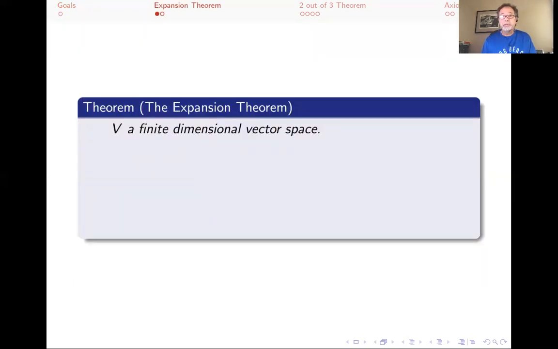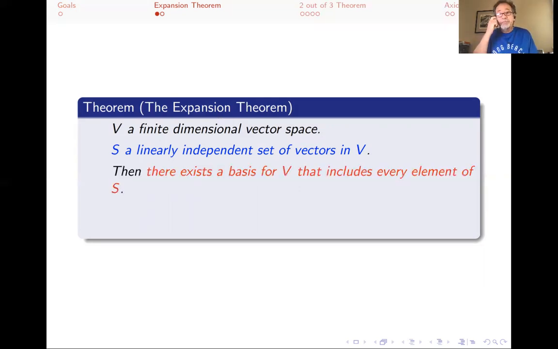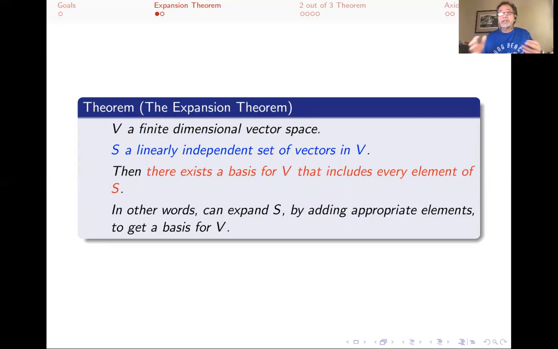It says that if you start with a finite dimensional vector space, that means a vector space that has a finite basis, you walk into a vector space, you want to construct a basis, but you've got a bunch of vectors that you really like. Now, if those vectors happen to be linearly dependent, well, you're out of luck. You can't make a basis out of vectors that are linearly dependent. But if you have a bunch of vectors that are linearly independent, they might not be a basis, but you can always find yourself a basis that includes every element of S. In other words, you can expand S, your set of linearly independent vectors, by adding appropriate other elements to the set to get a basis for V.